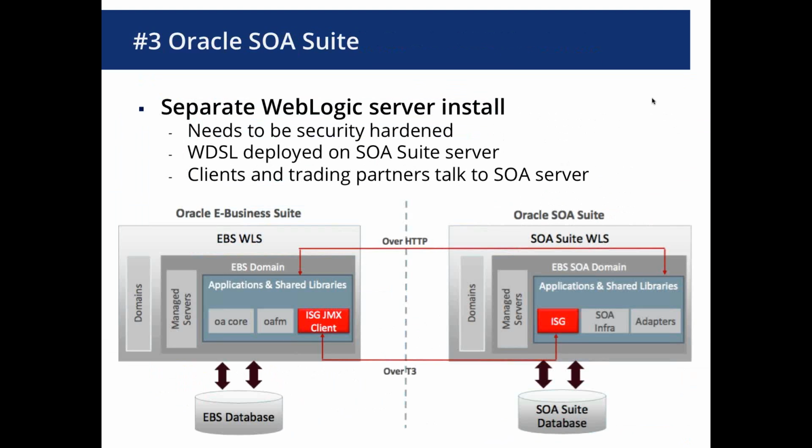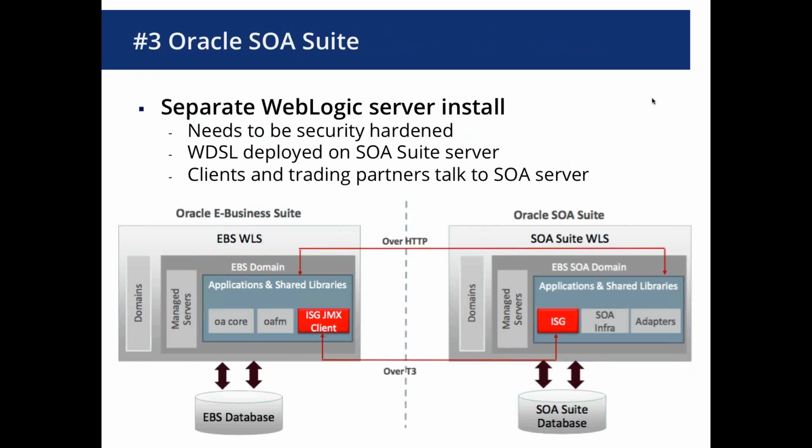Very simplistically, what we're talking about here is you see we have a dotted line down the middle of the page, and we have the Oracle E-Business Suite on the left with its WebLogic server install, and on the right, we have a second WebLogic install for the SOA Suite. So two physically separate WebLogic installs and two physically separate databases. For security purposes, I need to go through security hardening on both sides. I need to secure the Oracle E-Business Suite, and I need to go through the hardening guide for the WebLogic, certainly the one that is public-facing on the right.